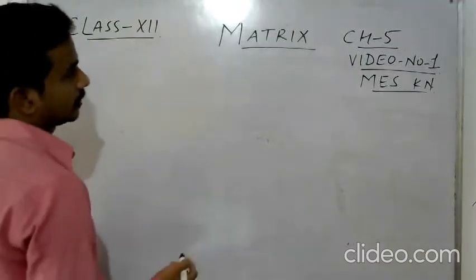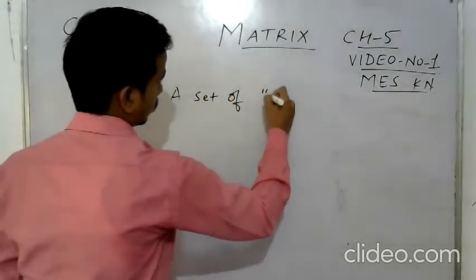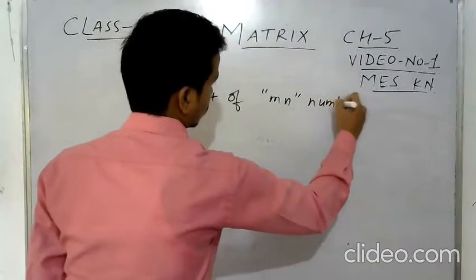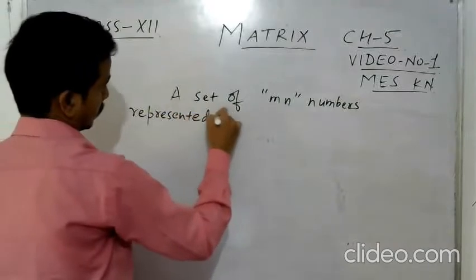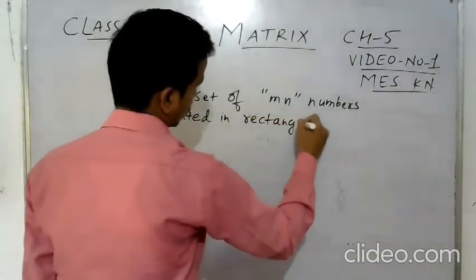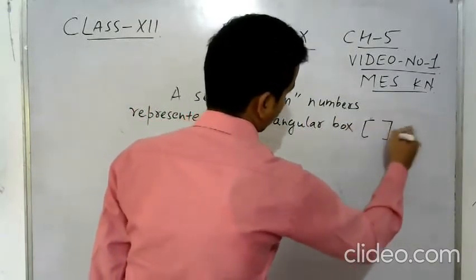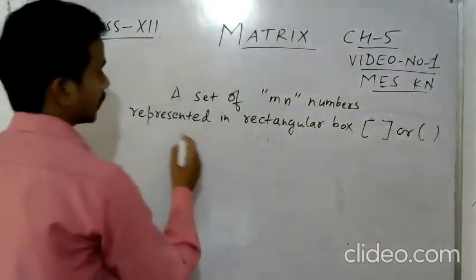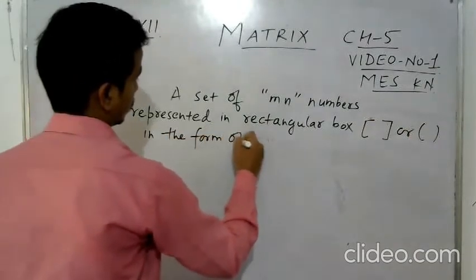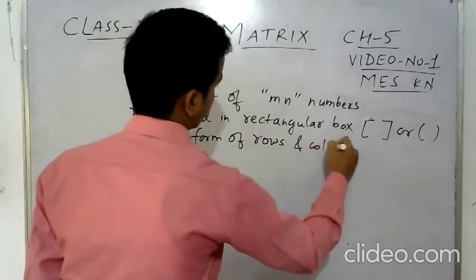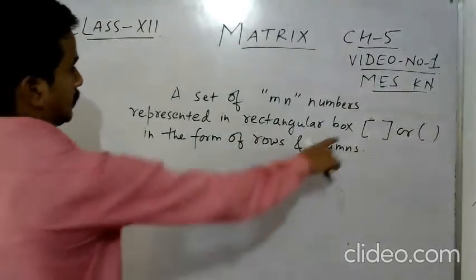So let us understand what a matrix is. A matrix is a set of mn numbers represented in a rectangular box, either this way or this way, in the form of rows and columns.